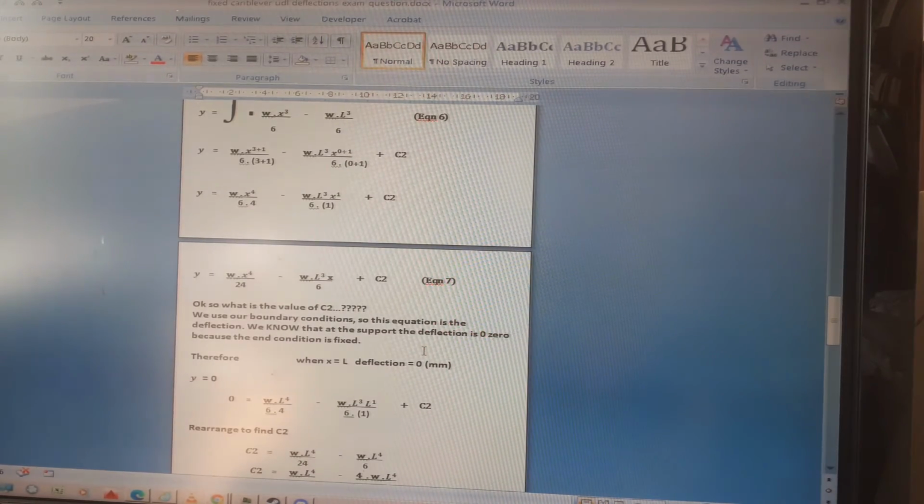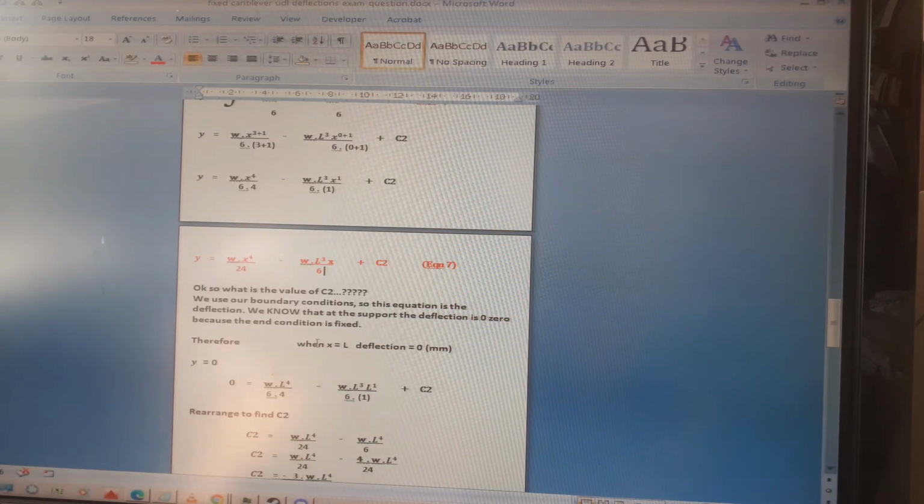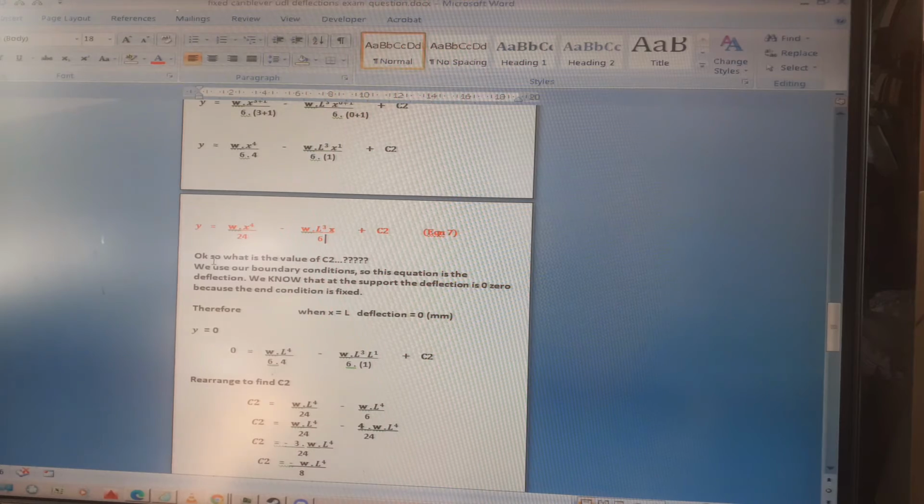So what is the value of c2? This is a consistent equation, but we just don't know what c2 is, so we haven't quite finished. We've got to use our boundary condition again. So what is the value of c2? We use our boundary conditions. So this equation is the deflection.